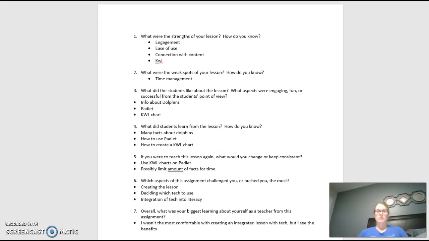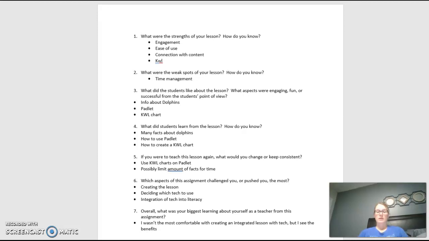Number four, what did students learn from the lesson? She learned many facts about dolphins. She learned how to summarize, infer. She learned how to use Padlet, how to create a KWL chart. She had never done that before, which I was actually kind of amazed by. Being in fourth grade, she had never seen one in her school. And just all of the different facts about dolphins and listening to the read aloud and picking out those details and then being able to describe them.